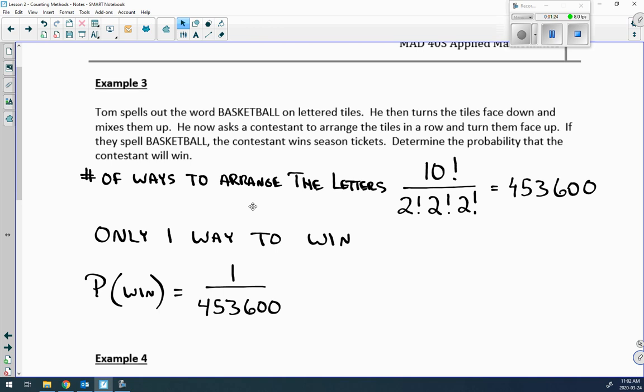Tom spells out the word basketball on lettered tiles. He turns the tiles upside down, mixes them up, and the contestant flips them over. If they arrange them in the right order and spell basketball, they win season tickets. So we want to determine the probability that the contestant will win.